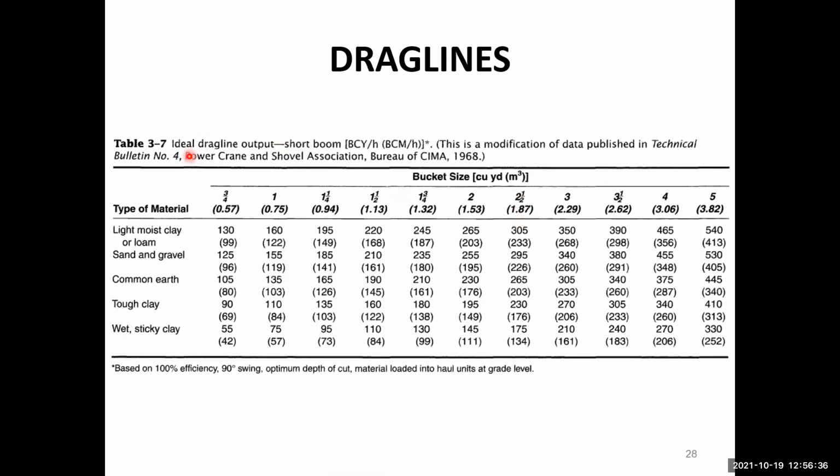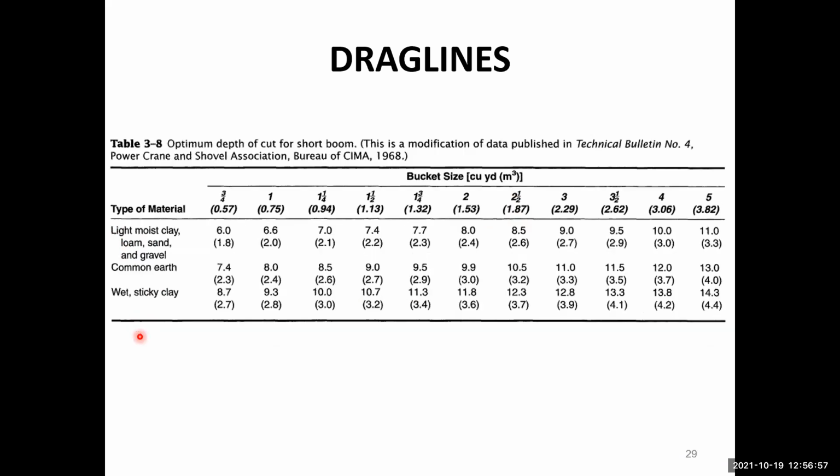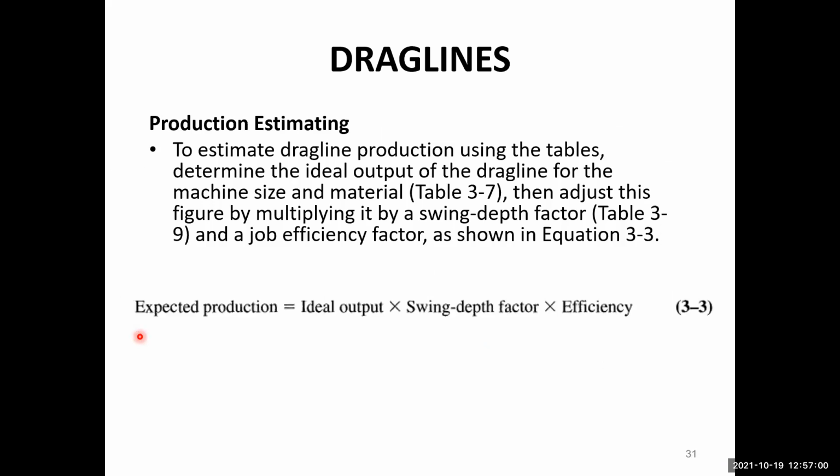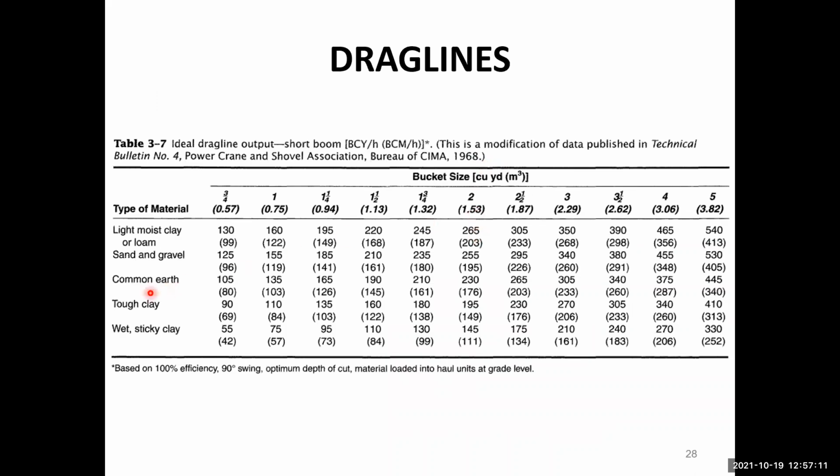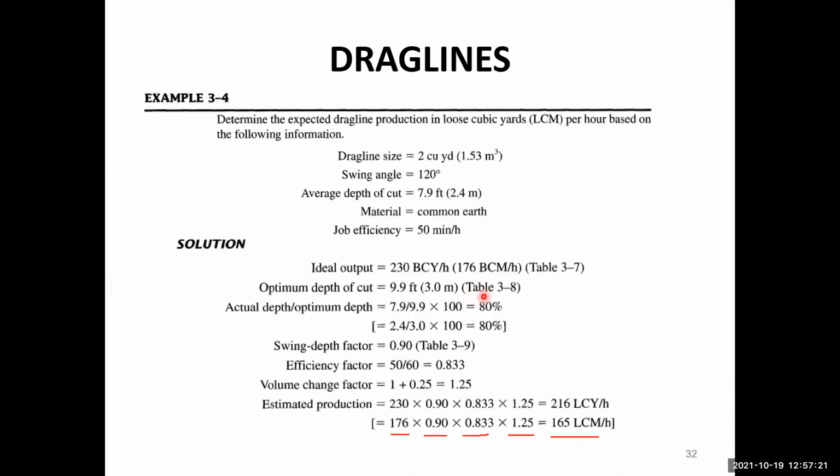Table 3-7, the ideal dragline output. So which value are we going to take? 265, 230, 195, 145. That will depend on the type of the material. The type of material is common earth. So for 1.53 in type of material, common earth is this, and the ideal output is 176 loose cubic meter per hour. Remember that.